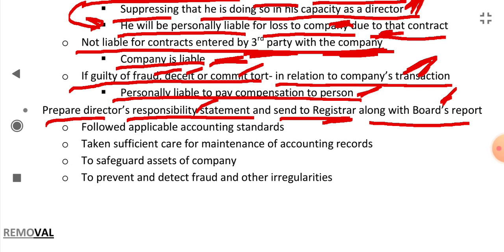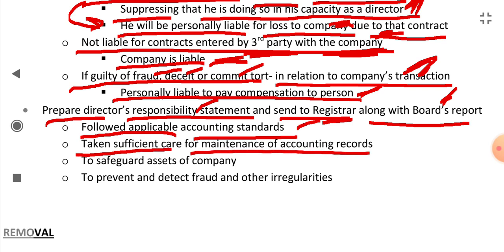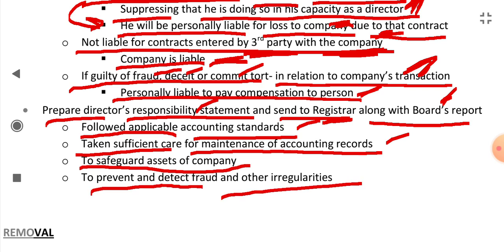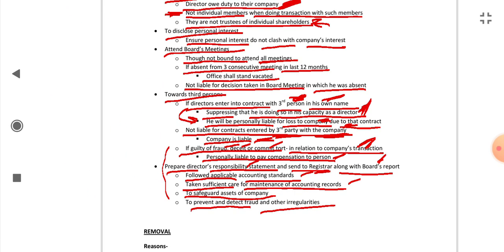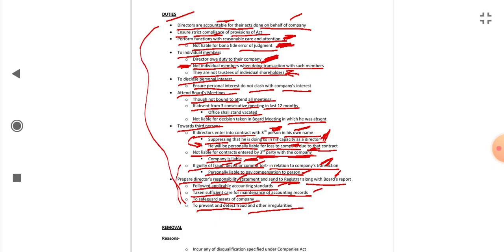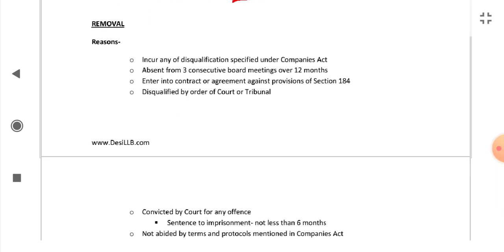It is said that the director is saying that I have followed applicable accounting standards. Okay, applicable accounting standards have been followed, and sufficient care has been taken for maintenance of accounting records, to safeguard the assets of the company and to prevent and detect fraud and other irregularities. So these were the duties of the director.